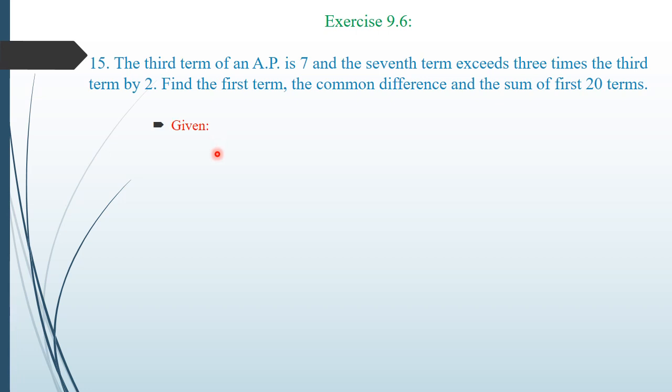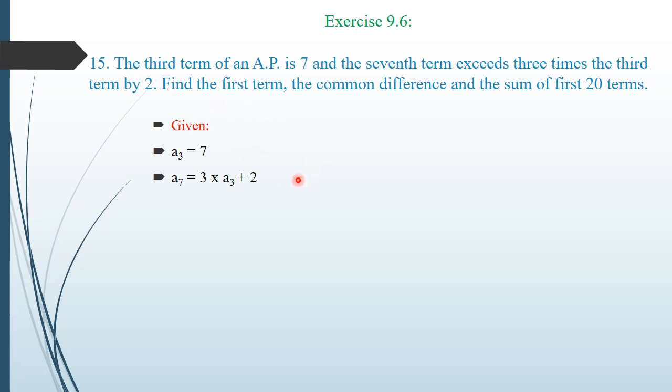First, we'll note down the given data. It is straight away given to us that third term of an AP is 7. That is, A3 is equal to 7. And seventh term exceeds 3 times the third term by 2. That is, seventh term, denoted by A7, exceeds 3 times the third term by how much? By 2. So if it exceeds, it means I need to add, so I'll indicate this plus sign here. So these two are given data to us.